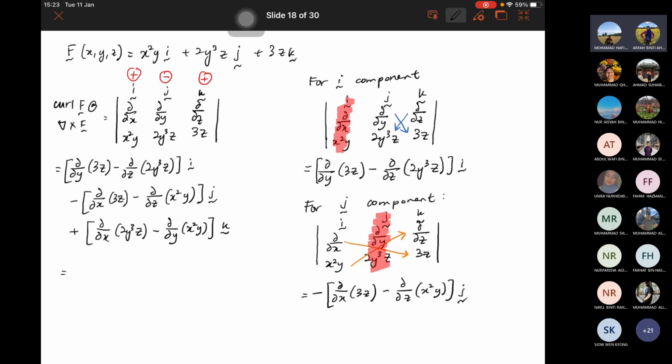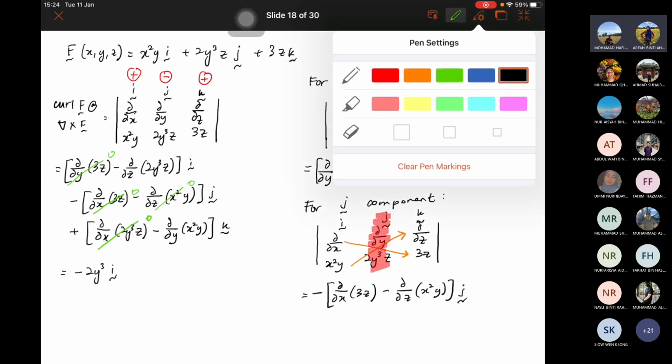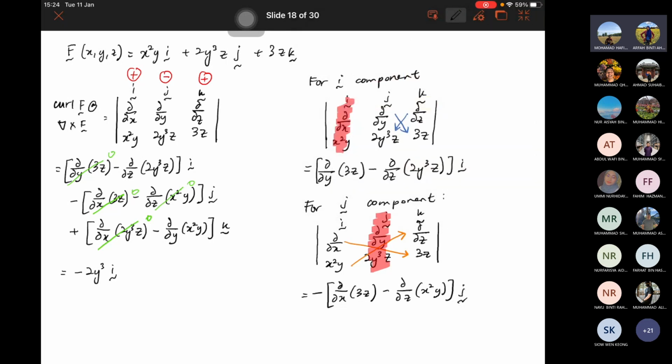So partial derivative for the first one, you are going to have this one will become 0, this one will become 0 and this one will become 0. So tinggal yang dalam. So dia akan jadi negatif 2y kuasa 3 i. Yang ini pun jadi 0. So no j term. Okay. And then plus x squared k. So dapat itulah dia punya jawapan for the curl of f.